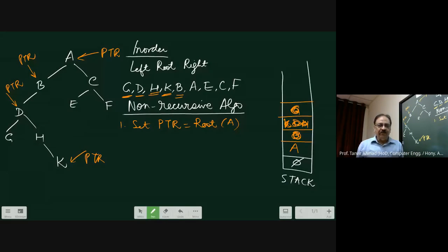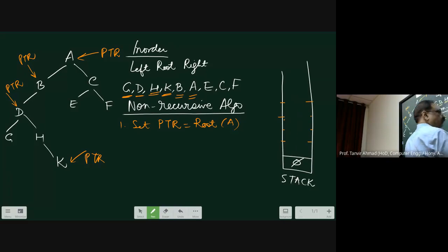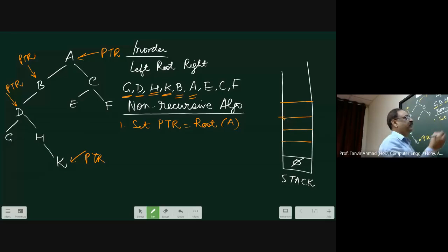Then you find that B doesn't have a right child, therefore you pop A. Pop A and A will come. And then you follow the right child, you will come to C. Therefore, in that case, what will happen? You will come to C. Now you will find that C is here. You see, push C. Now PTR will come here.